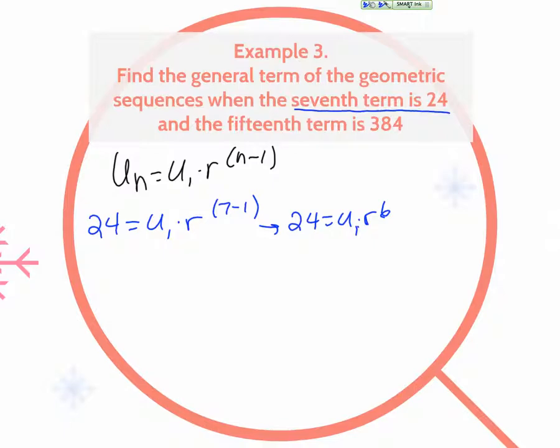And I can kind of do the same thing with the 15th term, so the 15th term is 384. So 384 equals the first term times the common ratio, and then that's when n is 15, so that's 15 minus 1.